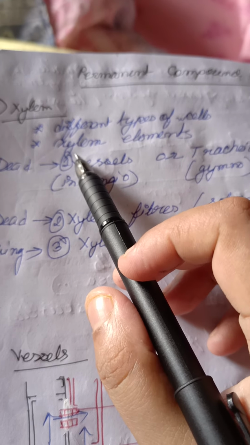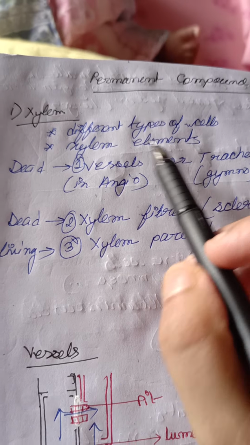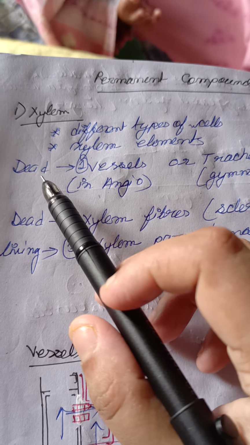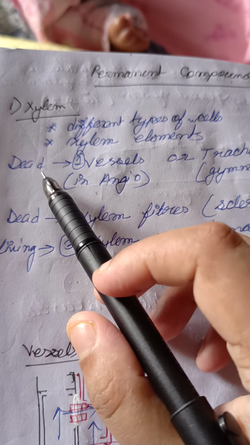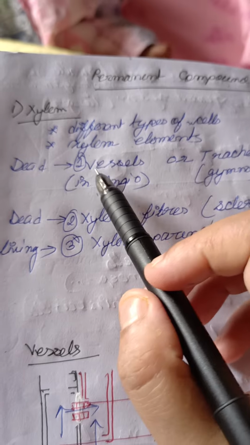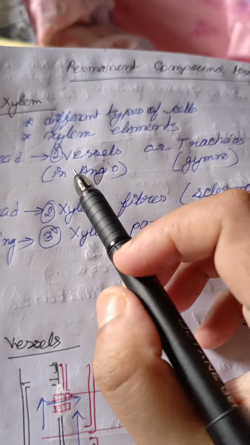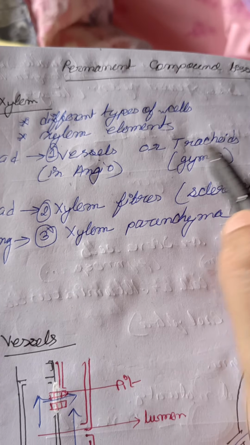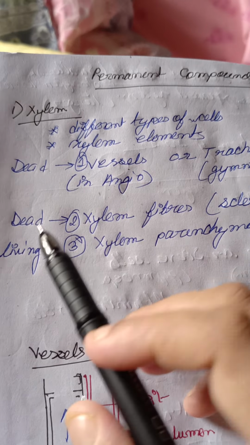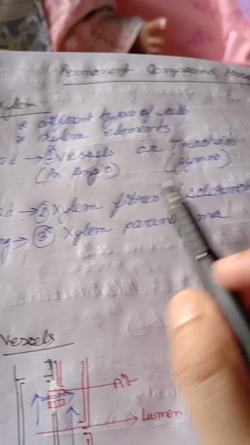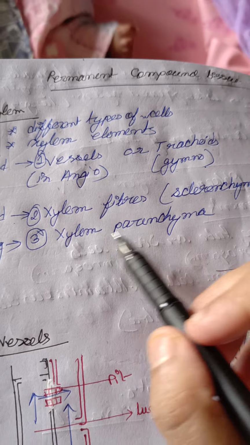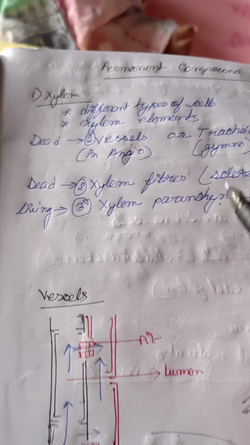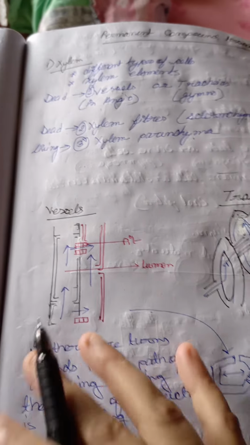The elements of xylem are known as xylem elements. First, you see there are four types of cells. The dead cells are vessels or tracheids. Vessels we call it in angiosperms, tracheids we call it for gymnosperms. Another dead cell is xylem fiber, that is sclerenchyma, and xylem parenchyma is the living part, right? So now we will draw the structure of vessels and tracheids.